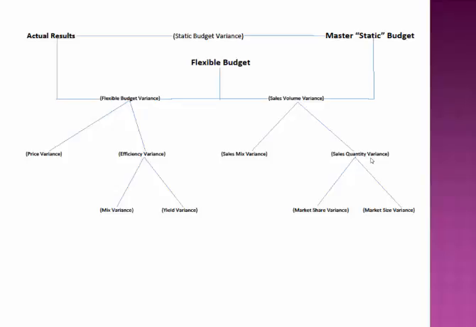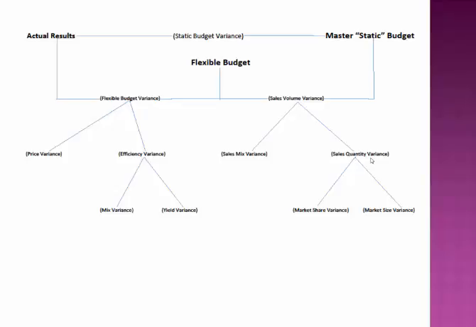Now, a favorable sales quantity variance would indicate that the actual number of all products sold exceeds the budgeted units of all units sold. So therefore, what's the opposite of that? An unfavorable sales quantity variance would indicate that the actual number of all products sold was less than the budgeted units of all units sold. What is the formula for the sales quantity variance?